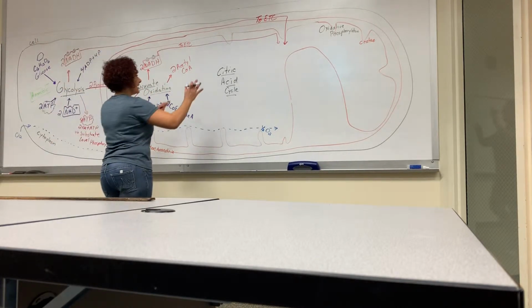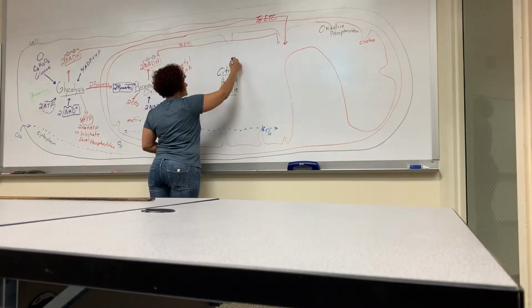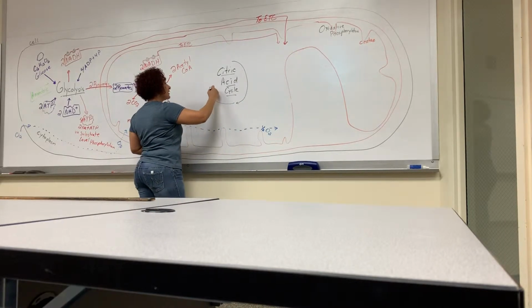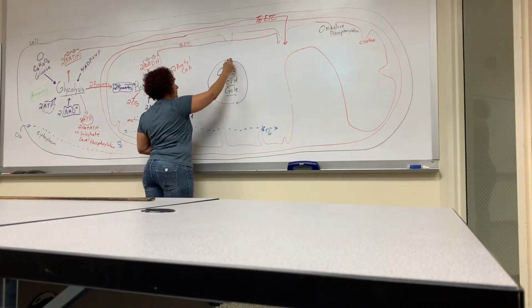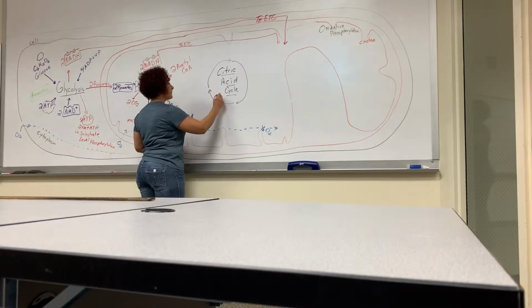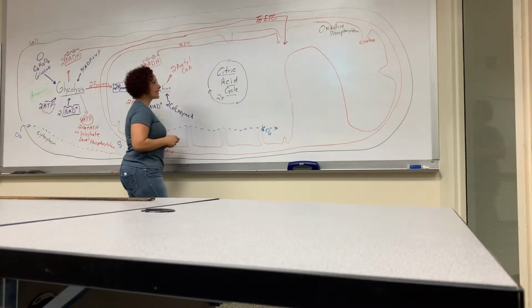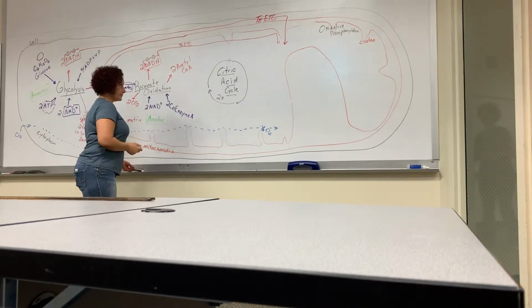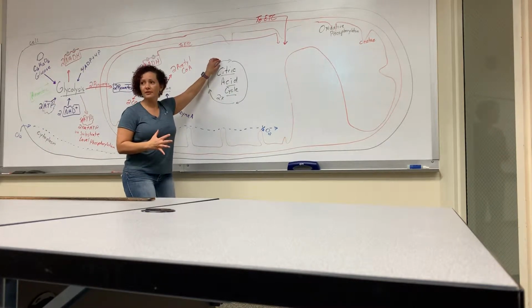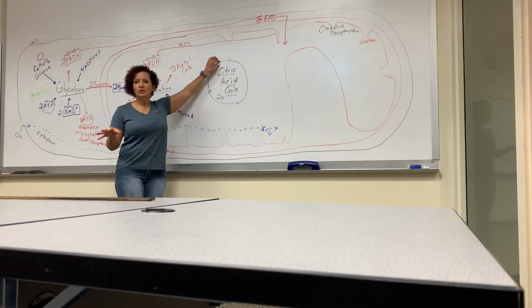All right, so your citric acid cycle takes place in the matrix, and I'm going to draw it like this because it's a cycle. And it cycles around 2 times. The reason why it's a cycle is because there's a molecule that is just sitting waiting around in the beginning. Same molecule. You'll expect it.